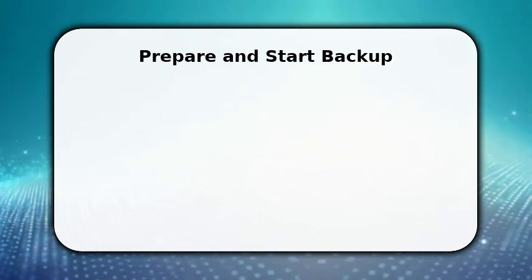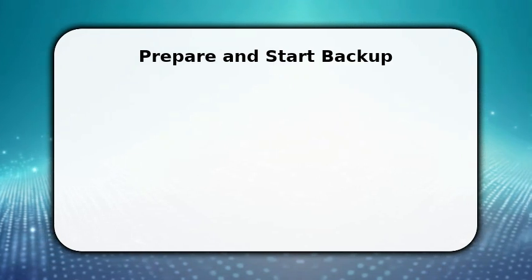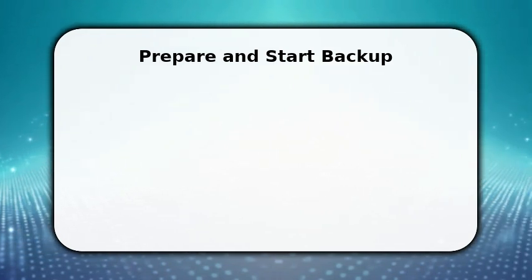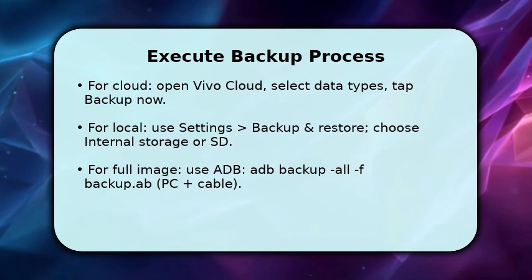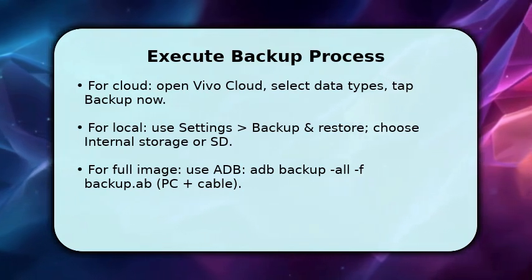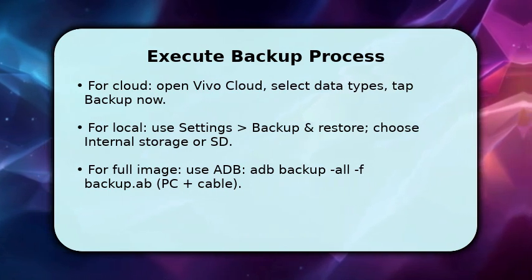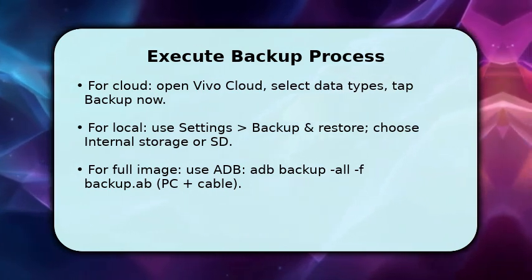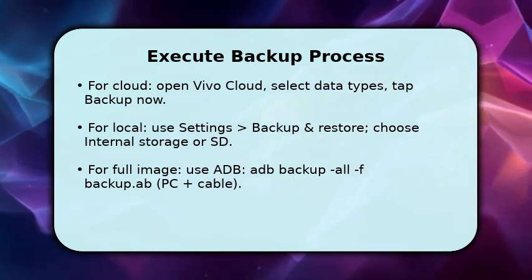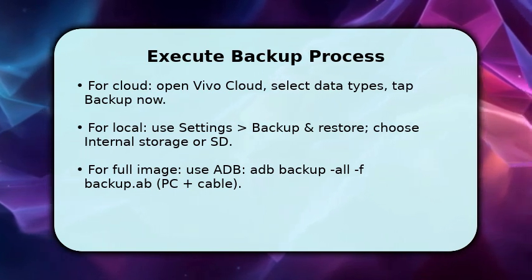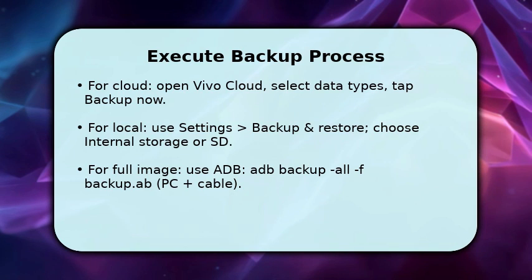Now connect to Wi-Fi for cloud, or prepare a PC with ADB for a full phone image. You now perform the chosen backup. If using Vivo Cloud, open the app, pick contacts, messages, photos, and start backup now. This syncs to your account. If local, go to Backup and Restore, choose Internal or SD, select what to save, and run the backup. This writes files to storage.